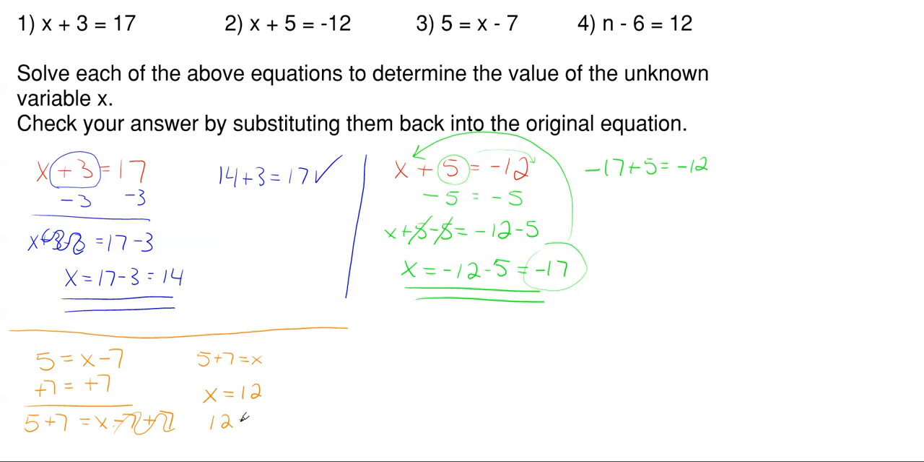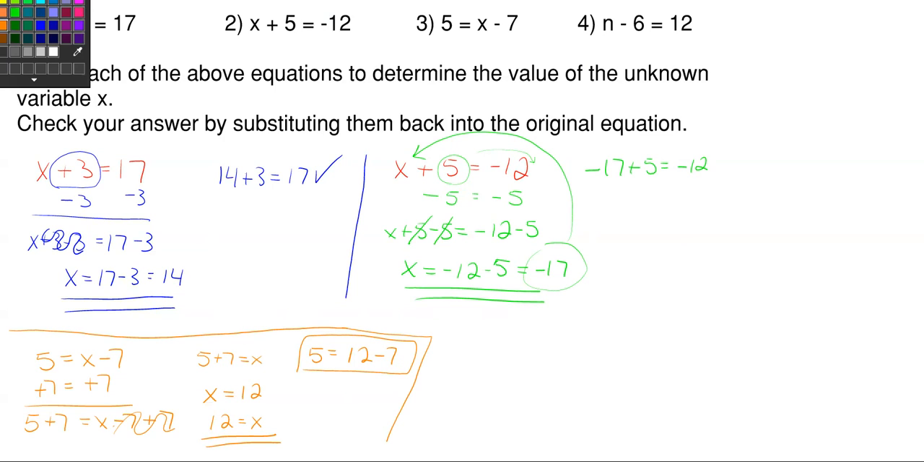Which you could also write like this if you wanted to. It means the same thing. So what we are going to do is plug in 12 up here for x and see if we can get 5. So we have 5 is equal to 12 minus 7. And indeed, that statement is correct, so we do know x is equal to 12. One more to go.